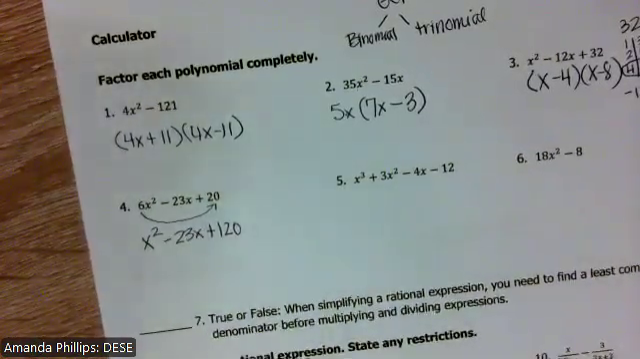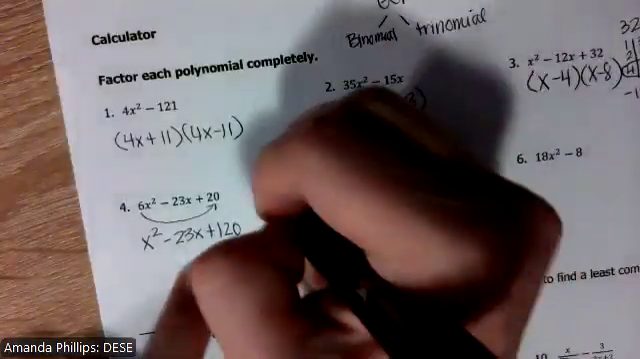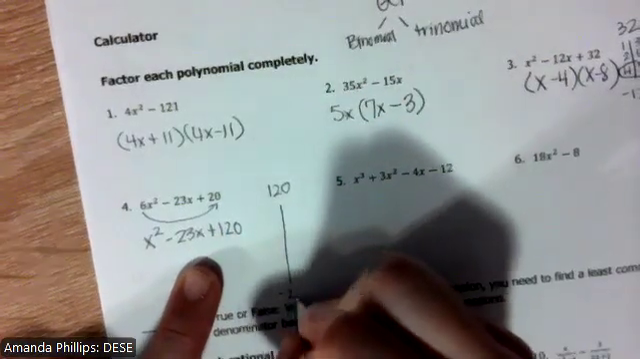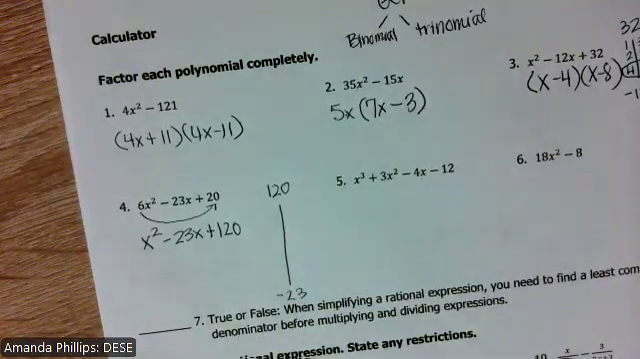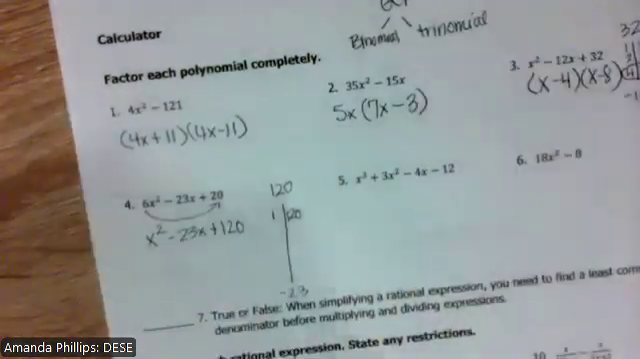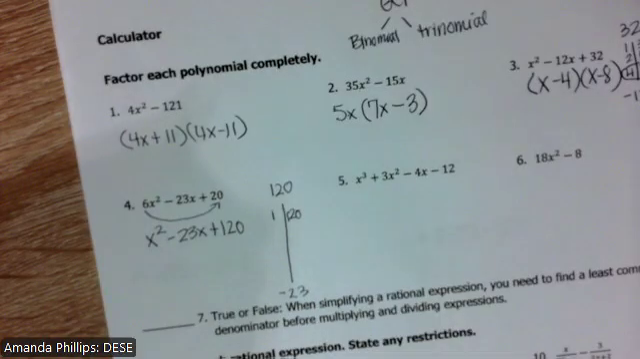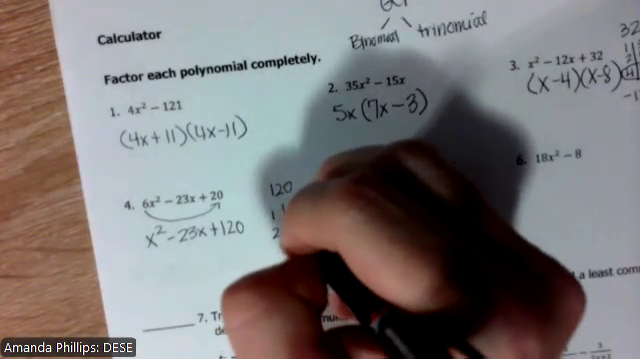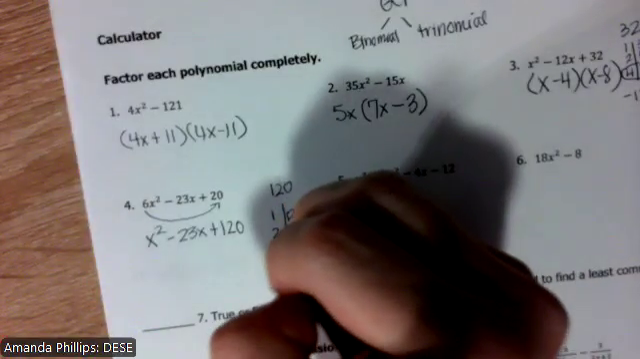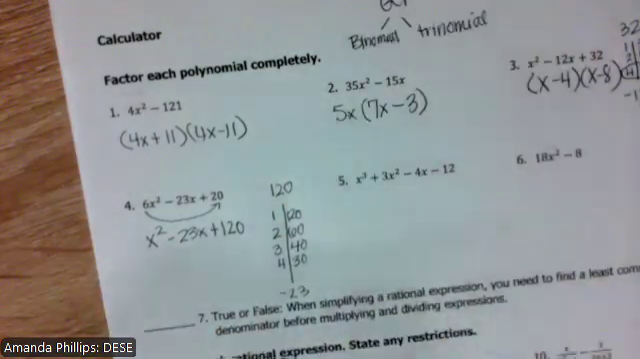So now we can play the magic numbers game and we can try to factor this. What factors of 120 are going to add to give me negative 23? Now, these numbers are kind of big, but don't be intimidated. You have a calculator. You can go through them if your multiplication skills aren't super great. Start with what you know. I know 1 and 120. I know 2 and 60. I know 3 and 40. I know 4 and 30.